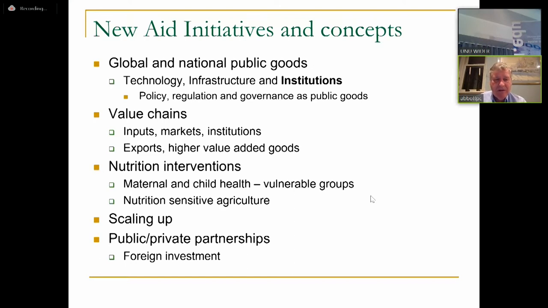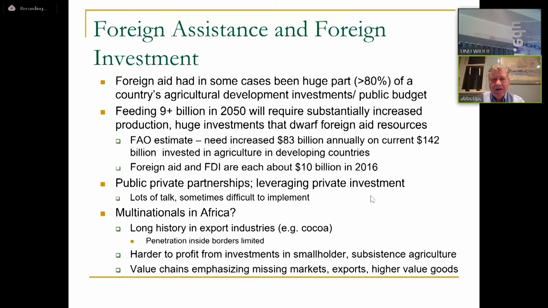It's become apparent that there are technologies available to improve agriculture, and we know how to descend on a village and improve the lot of smallholder farmers in that village, but getting interventions to matter to large populations is difficult. And I think the other concept that's important is public-private partnerships, leading to another topic I was asked to address, which is the role of foreign investment in all of this. Let me just talk about that.